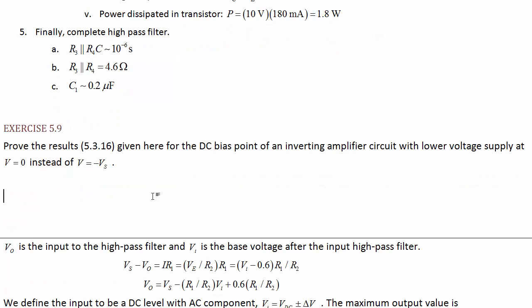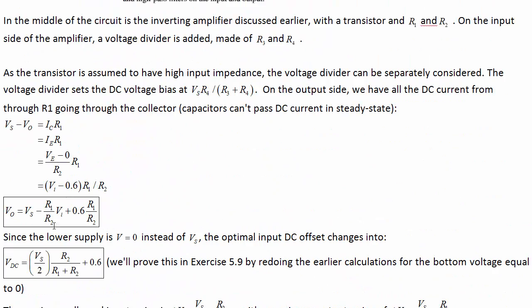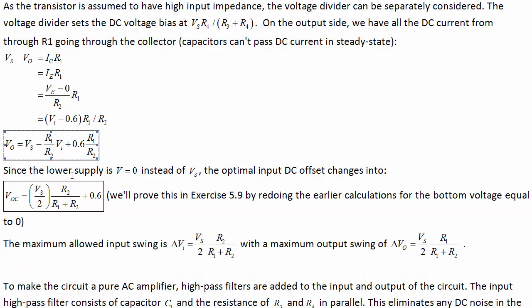So what you do is, as before, you come up with your output expression in terms of your input expression. You can go and rederive that if you want, or you can start from this point and then just figure out what the midpoint of the possible input range is.